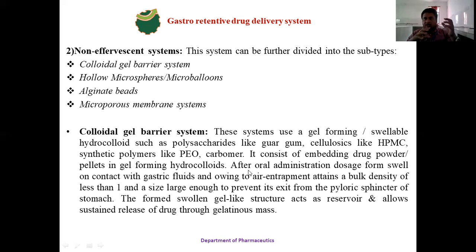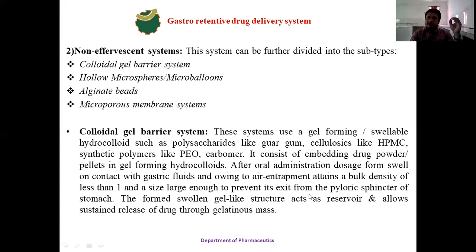Now the polymer and the drug are mixed together. The drug is completely mixed or directly inserted into that polymeric system. Now when the dosage form is taken and comes in contact with the gastric fluid, the system will get swelled. When the system swells, ultimately air entrapment is attained. Because of that the bulk density will be less than 1, or you can say the bulk density is less than the gastric fluid.